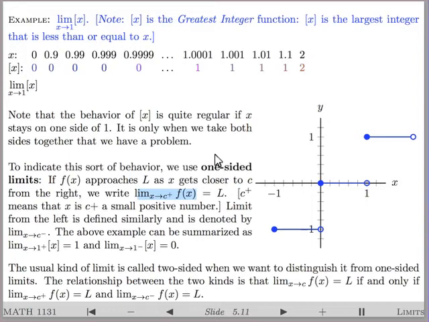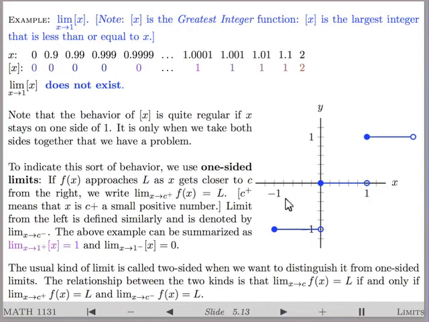So for the greatest integer function, the limit from the right is 1, because if you look only on the right hand side, values are all 1. But the limit from the left is 0, because if you look at values on the left, you get 0.